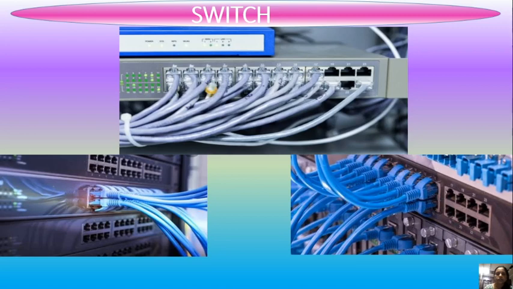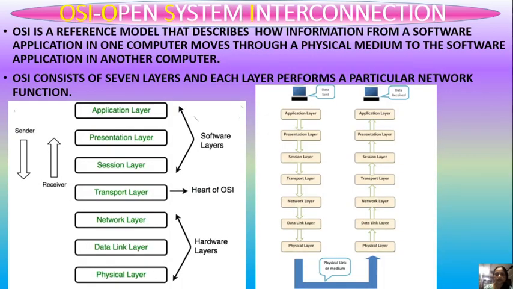One more image is here. Actually there are three images, all showing the same concept: twisted pair cables are attached to this device, the switch. You can see the twisted pair cables attached to this device. As I have told you, this switch is a data link layer device.